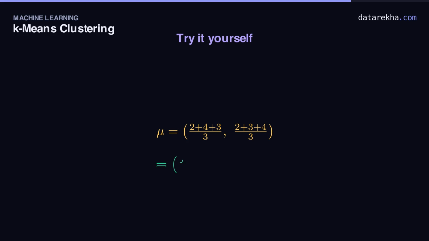Part B. The centroid is the coordinate-wise mean. Average the x's: 2 plus 4 plus 3 over 3, and the y's: 2 plus 3 plus 4 over 3. Both come out to 9 over 3, which is 3. So the new centroid is (3, 3). If you got both, you've got k-means cold.